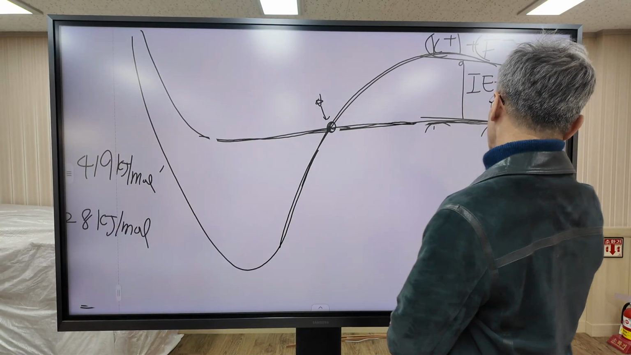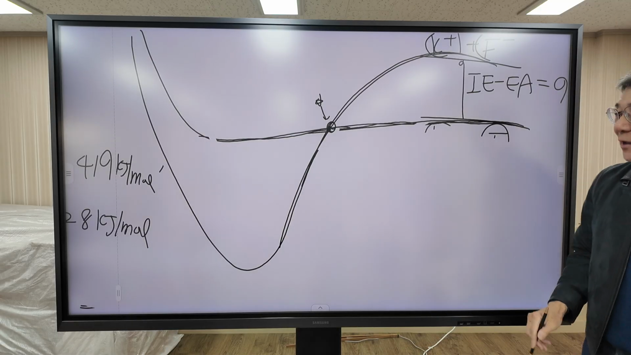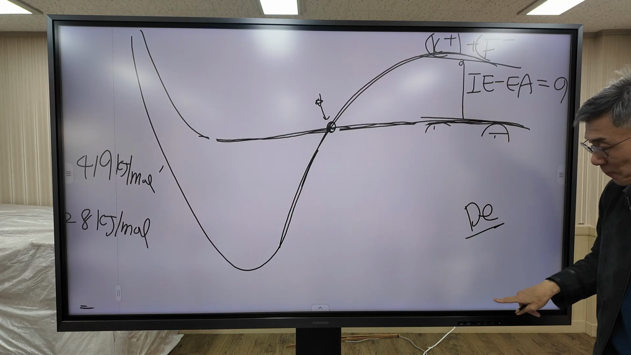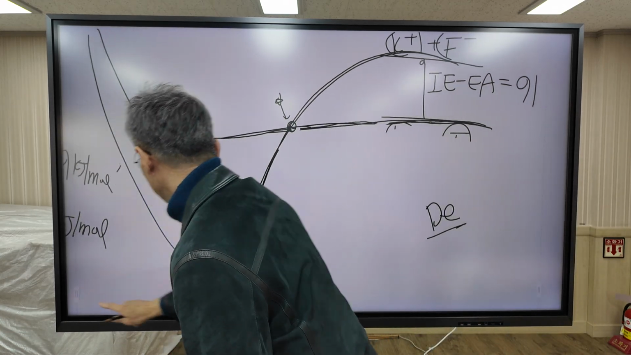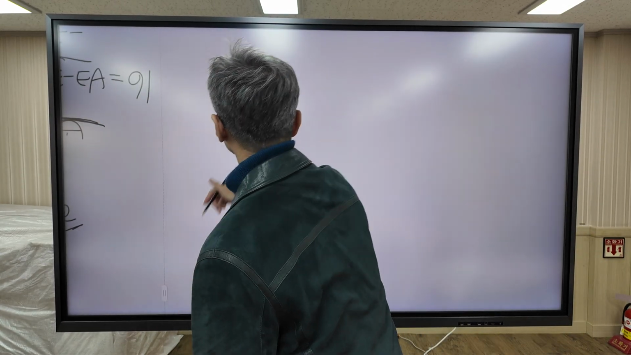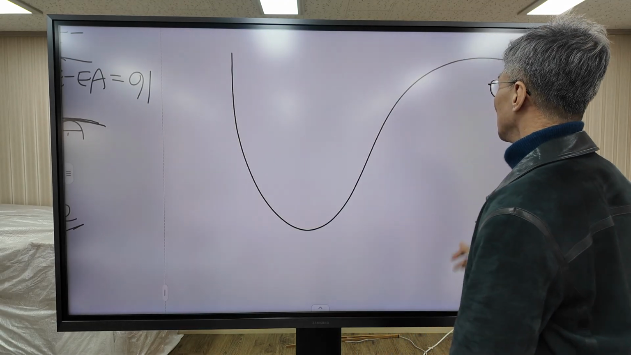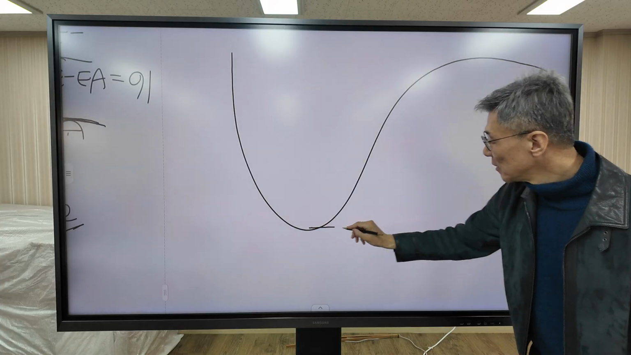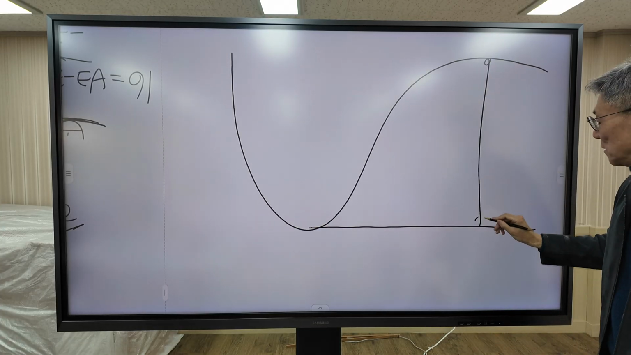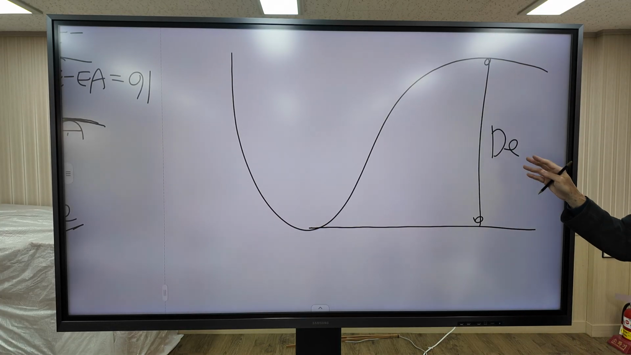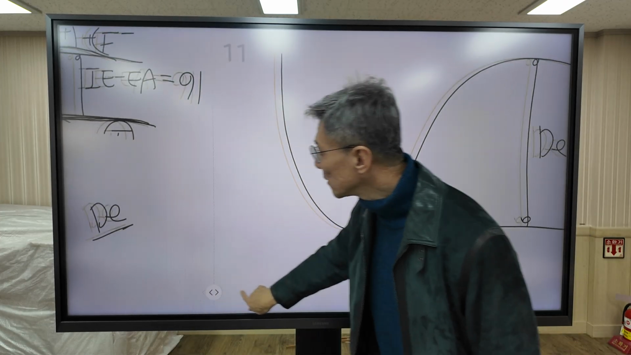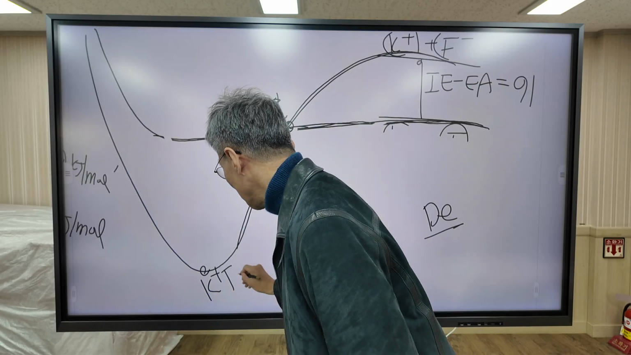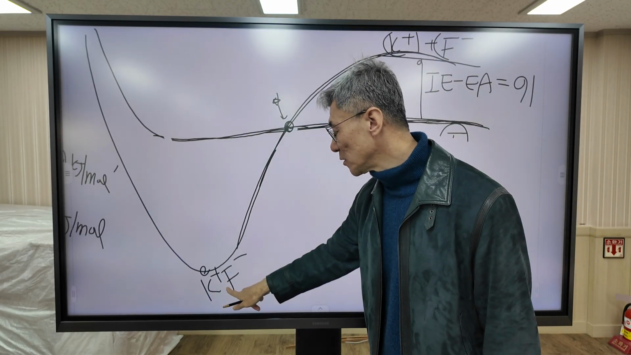Anyway, now with this potential diagram, we can determine the bond dissociation energy. How? As I said before, this is the potential energy curve. What is the bond dissociation energy? This is the bond dissociation energy. Then, this is the potential energy curve. This is the K plus F minus. What is the bond dissociation energy of K plus F minus?